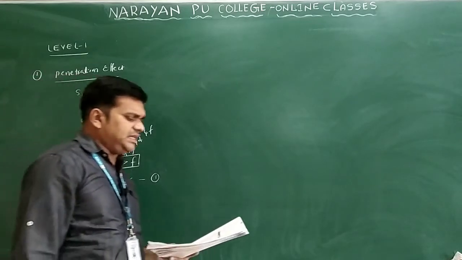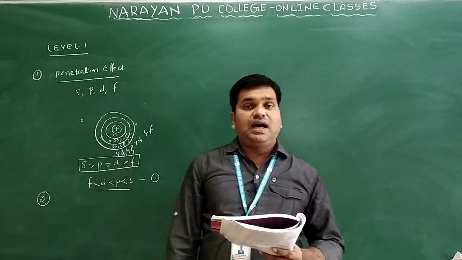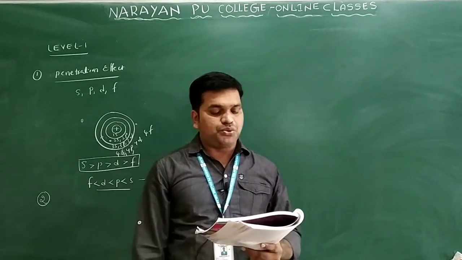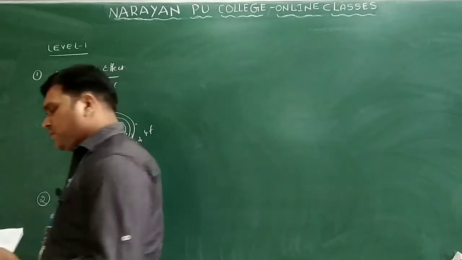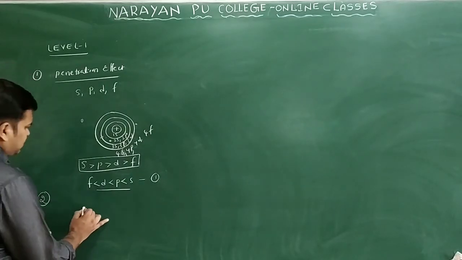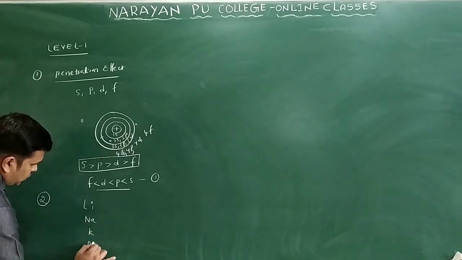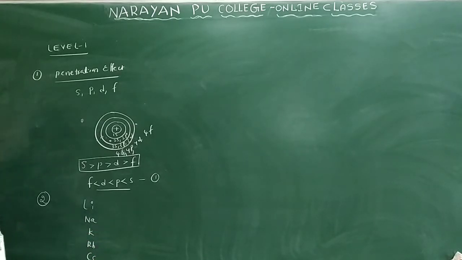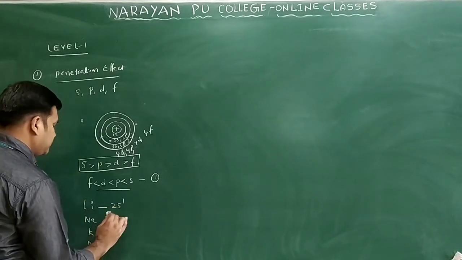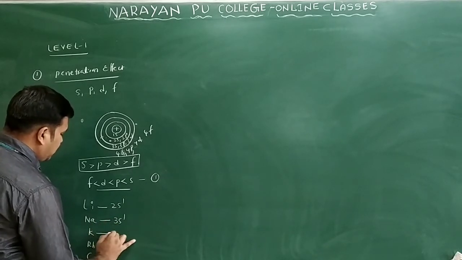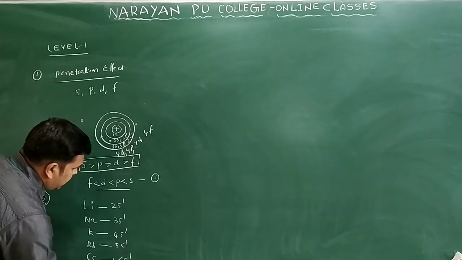See the second question we have. The second question asks like this: the first element of a group in many ways differs from the other heavier members of the group. This is due to what? Suppose I am taking here lithium, sodium, potassium, rubidium and cesium. These are the first group elements. I will write only the valence electronic configuration: this is 2s1, this 3s1, this 4s1, this 5s1, this 6s1.